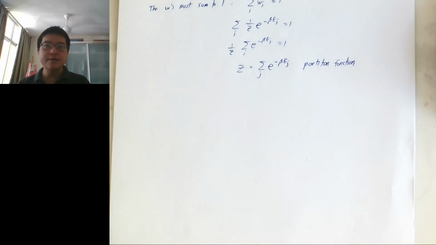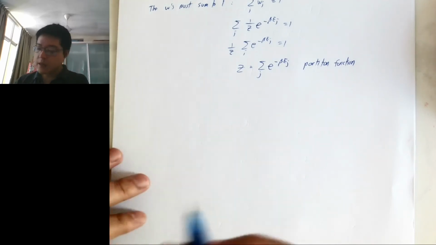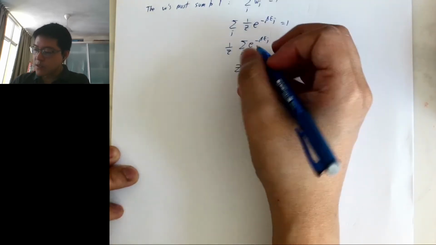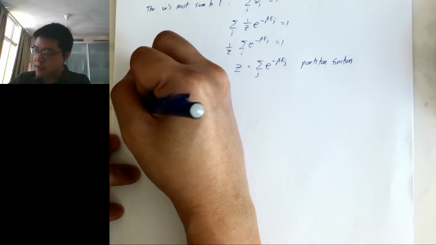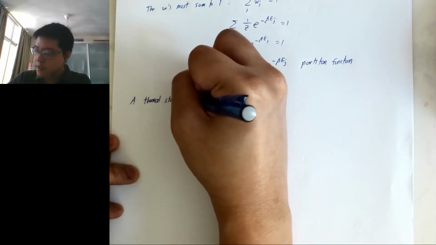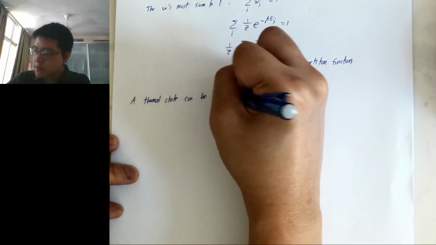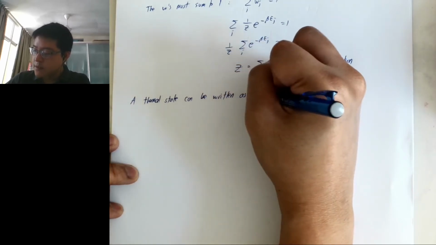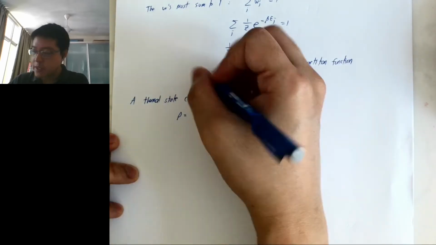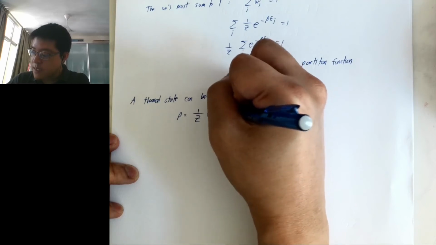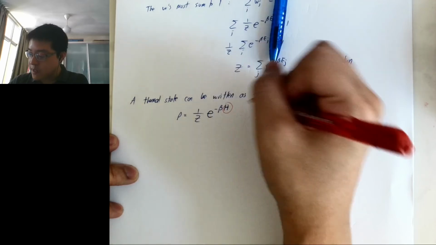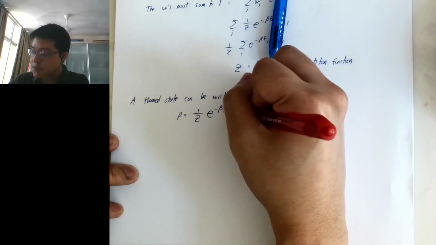I can write down a thermal state as an exponential of an operator. The reason is the following, right? So let's start with this. I want to show a thermal state can be written as the operator rho equals 1 over Z, where Z is the partition function, e to the negative beta H. So this whole operator is given by this. Remember, H is the Hamiltonian, so this is an operator.